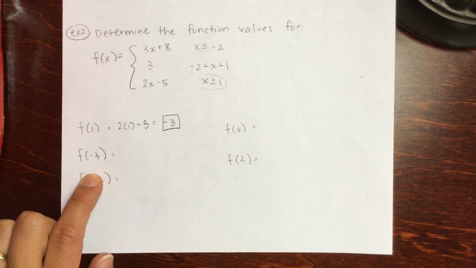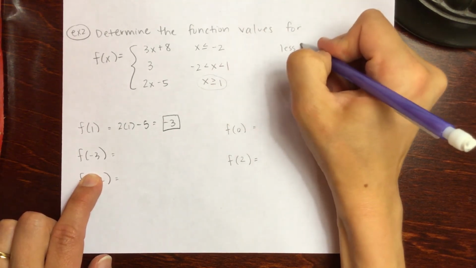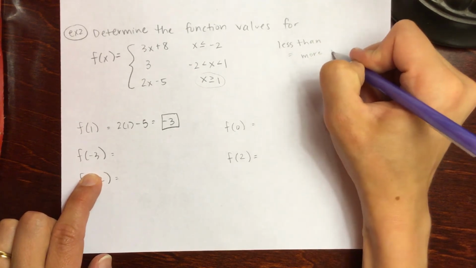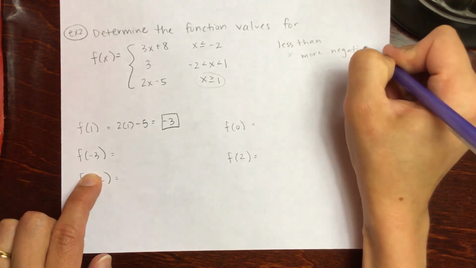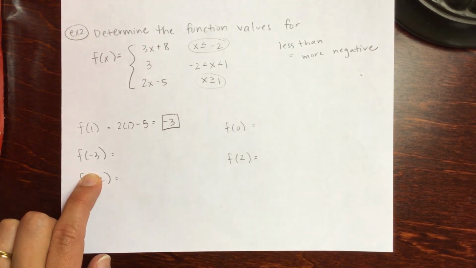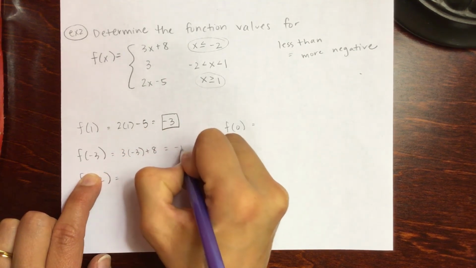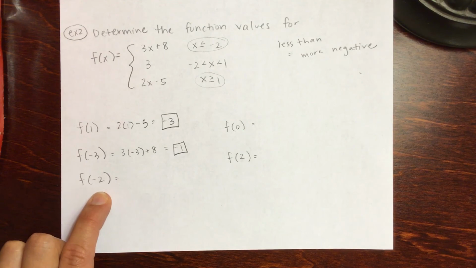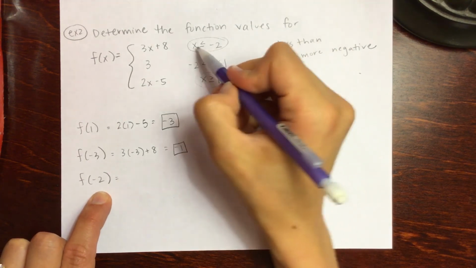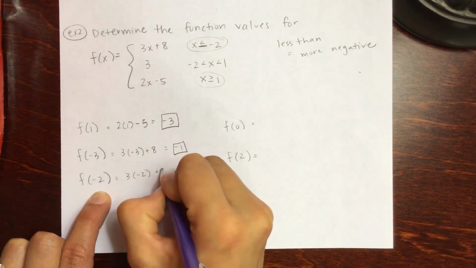F of -3. Is -3 less than or equal to -2? If it helps you, for less than, I like to think more negative. So -3 is more negative than -2. So we are going to sub -3 into this first equation. -2, is -2 less than or equal to -2? It's or equal to. So again, we can sub into that first equation.